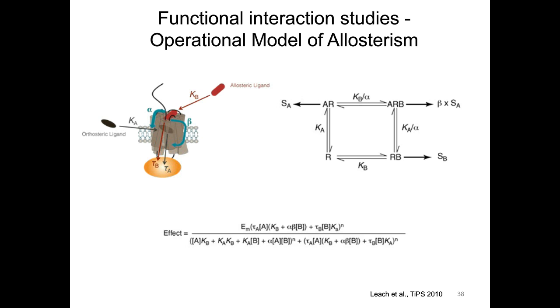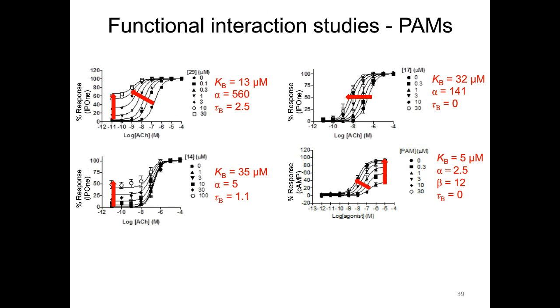So returning then to that slide, which describes these different allosteric effects that we've observed, we can now see that we can put in actual parameters. So you can see for compound 29, it has an affinity of 13 micromolar. It has this robust cooperativity with acetylcholine affinity, denoted here by an alpha factor of 560, which means it potentiates the affinity of acetylcholine by 560-fold. And we also see robust allosteric agonism here denoted by this tau B factor of 2.5.